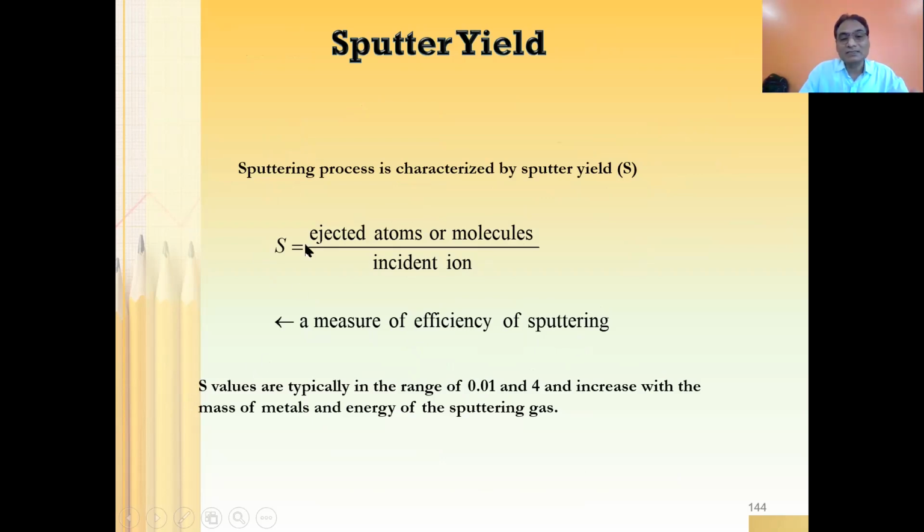So S, the sputter yield or efficiency, has values typically in the range of 0.01 to 4, and increases with the mass of the metal and the energy of the sputtering gas. Whatever sputtering gas you use, the yield depends on it, because each gas will have its own momentum transfer to the target atoms. But typically the sputtering yield is 0.01 to 4.